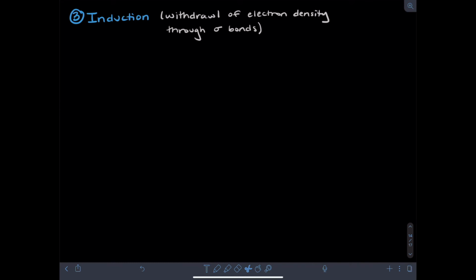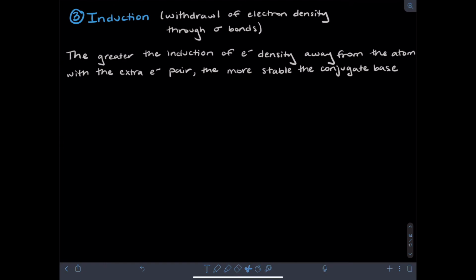The third factor influencing the stability of a conjugate base is called induction. This is having polar and electronegative atoms in your molecule that can withdraw electron density by having dipoles. The more you have these electronegative groups nearby, pulling electron density away from the atom that has the extra electron pair once it's converted to the conjugate base, the more stable your conjugate base will be.